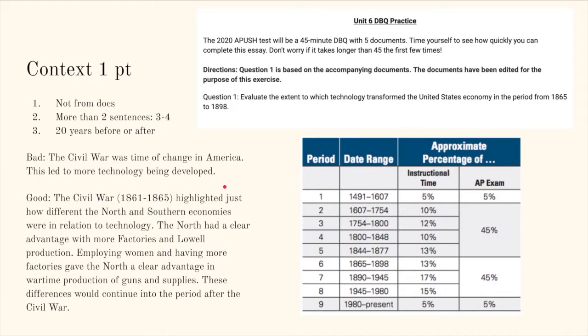So, this is good context because it shows that you know your stuff, right? You know about the Civil War, you know the dates, you know about Lowell factories, you know about how the North won because they had better production. This kind of tells the reader, okay, this person knows their stuff. Okay, so context should be 3 to 4 sentences and show that you know what's happening before or after the unit.